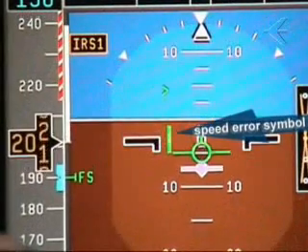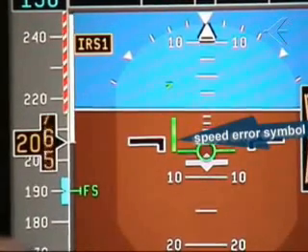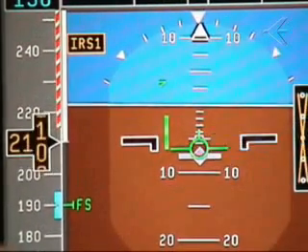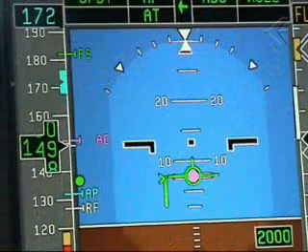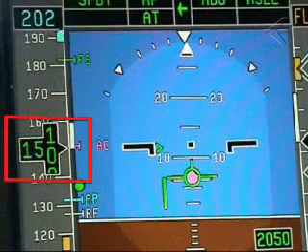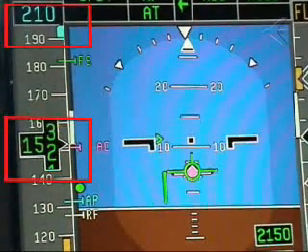Finally, there is the speed error symbol. This symbol is a rectangle attached to the left side of the flight path indicator. It just tells whether the current speed is less or more than the speed selected on the guidance panel.